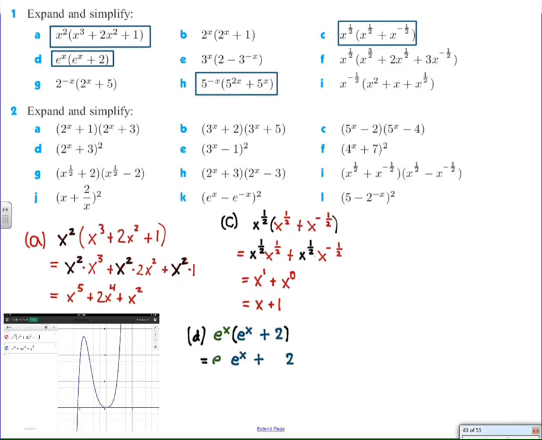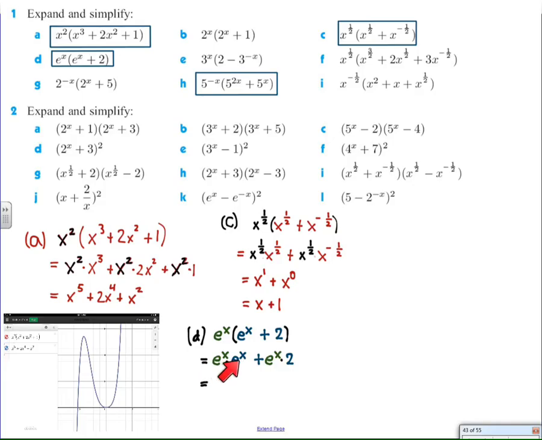And finally, part D, because part D has the number e in it, some people would get intimidated. But you can perceive that e is just like any other number. It's just a little special, but it's a number like every other number. It's somewhere in between 2 and 3. When I distribute it, I get e to the x times e to the x, which is the same thing.